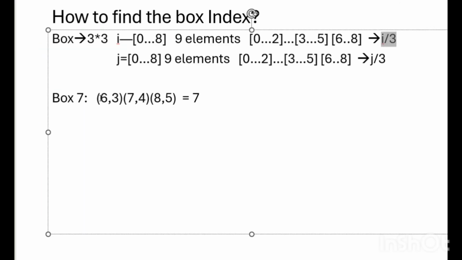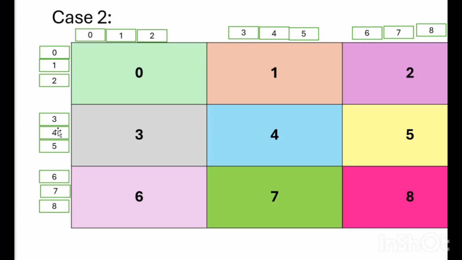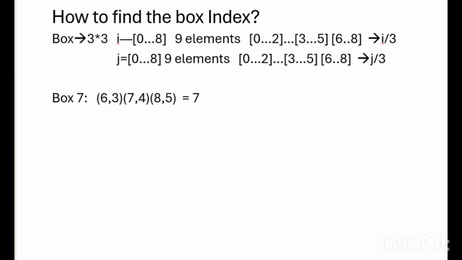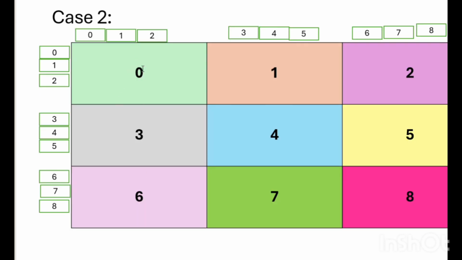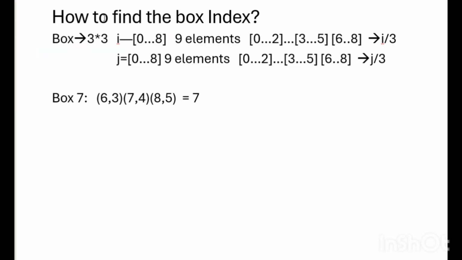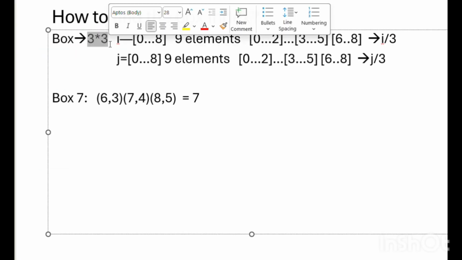Similarly for j also, we can derive it as j divided by 3, because there are 0 to 2, 3 to 5 and 6 to 8, right? See here, 0 to 2, 3 to 5 and 6 to 8, correct? So the j is also divided by 3. Then we will get j divided by 3 as 3. So totally we are getting 3 cross 3.